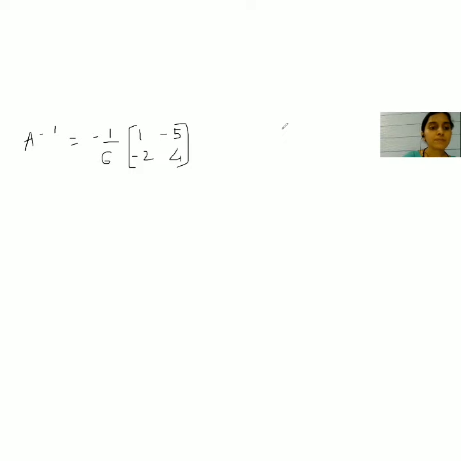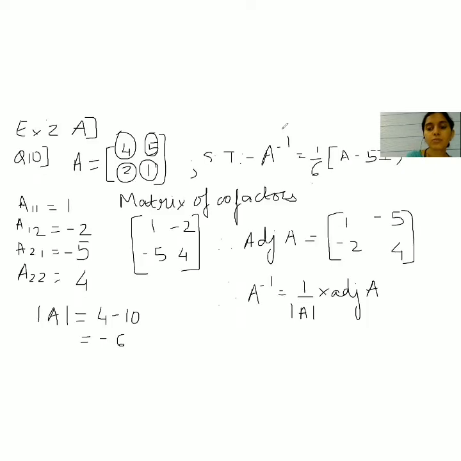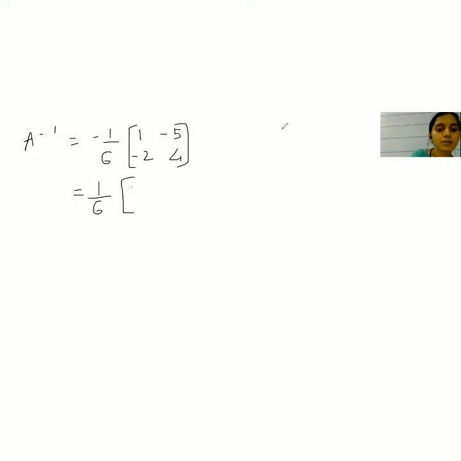What we can do is put the minus sign inside, because the expression we have to show has 1 upon 6, not minus 1 upon 6. So I'll put the minus sign inside and get minus 1, 5, 2 and minus 4, multiplying each of the terms by minus 1. Let us call this equation 1, A inverse.